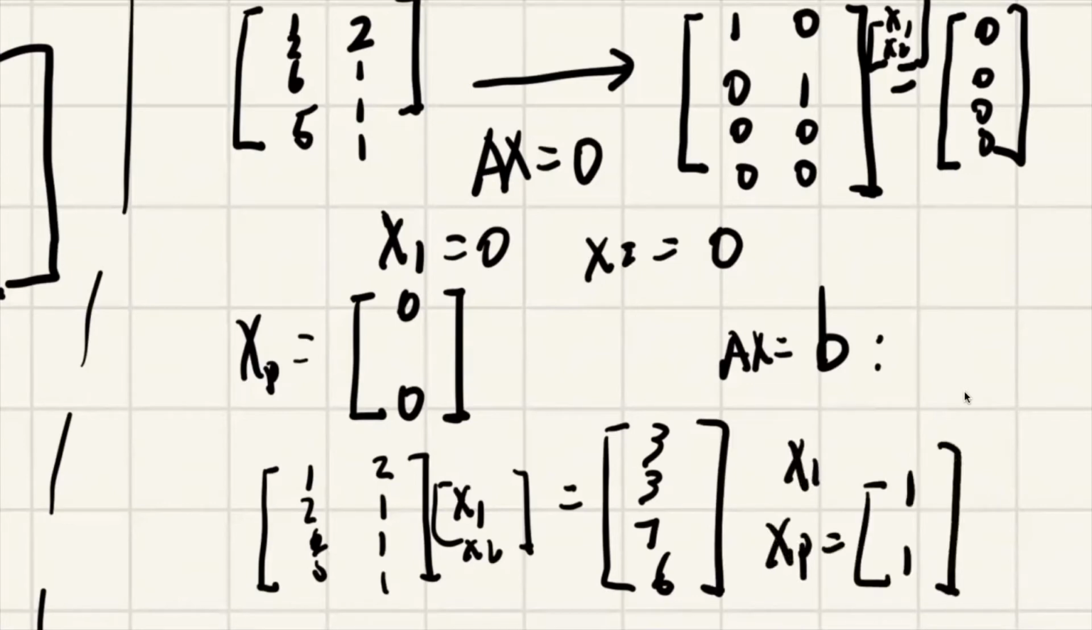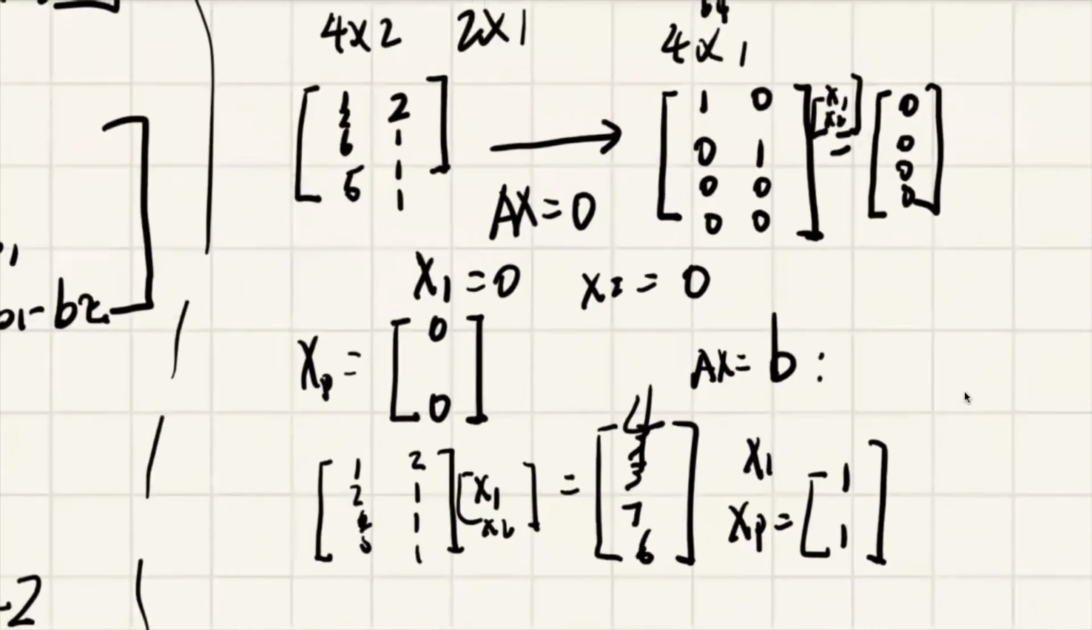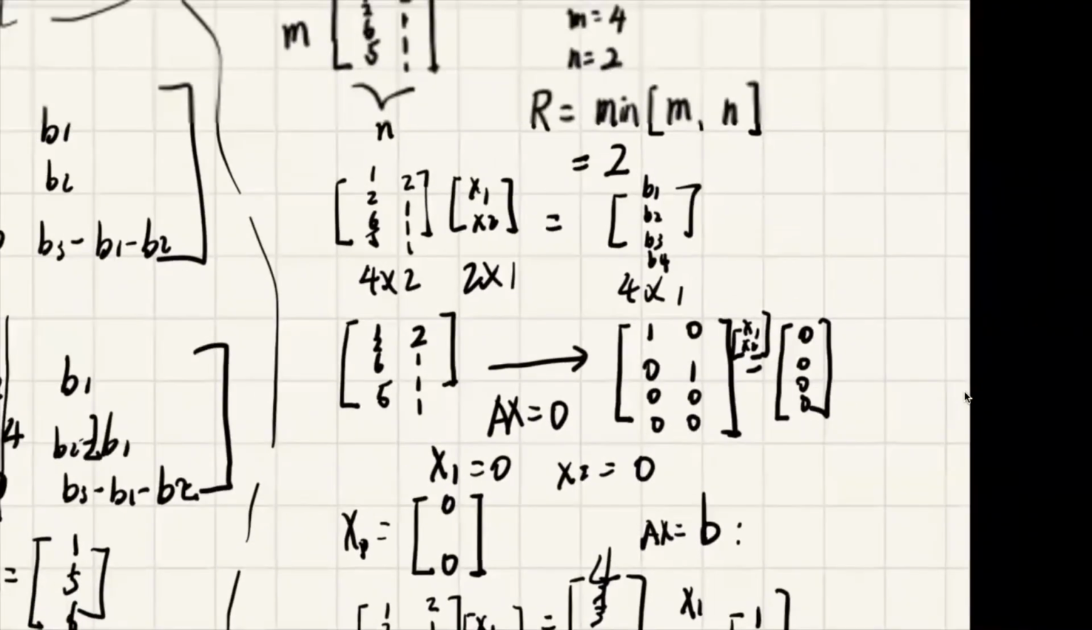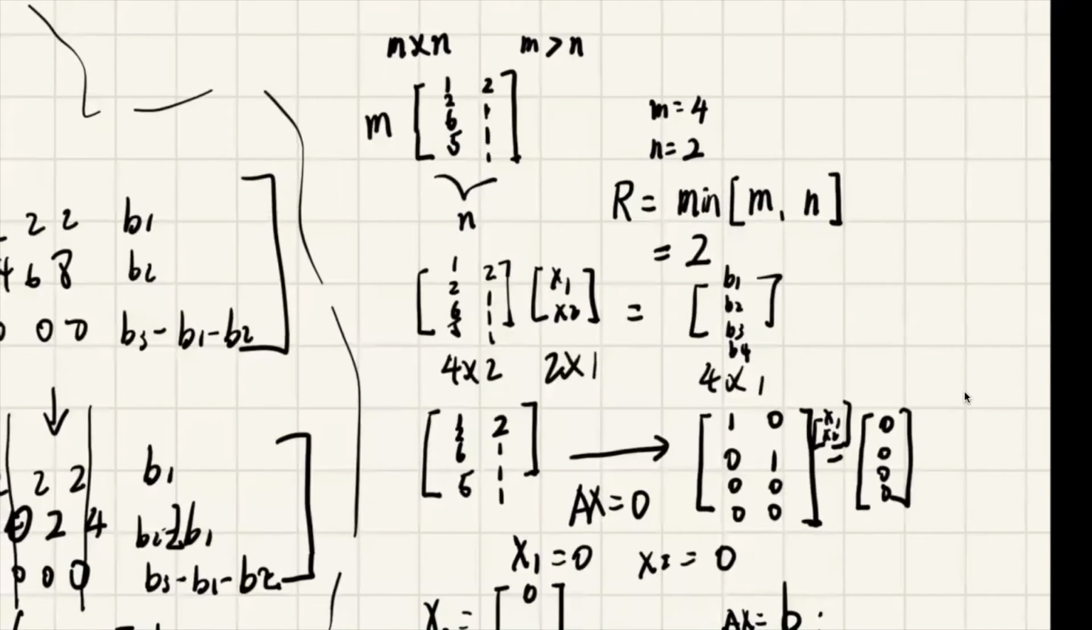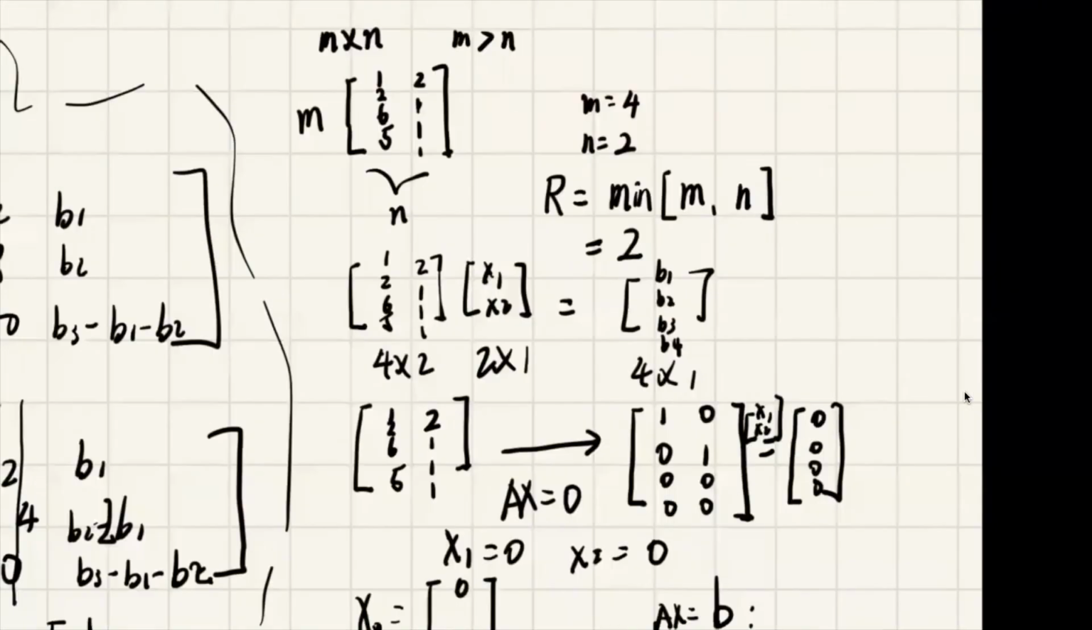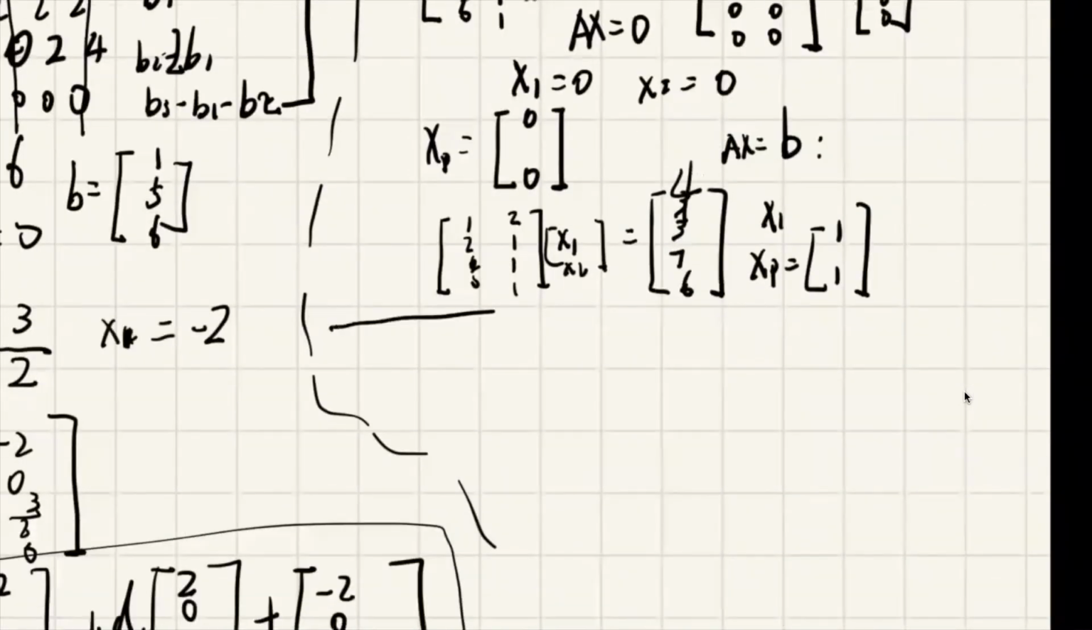But if we are not lucky enough, we get something like 4 instead of 3, then we will get no solutions. So the answer for something like this, if there's an m by n matrix, and m is bigger than n, is that it has either only one solution or no solution at all. Okay, that's it. Then let's go to the next case.